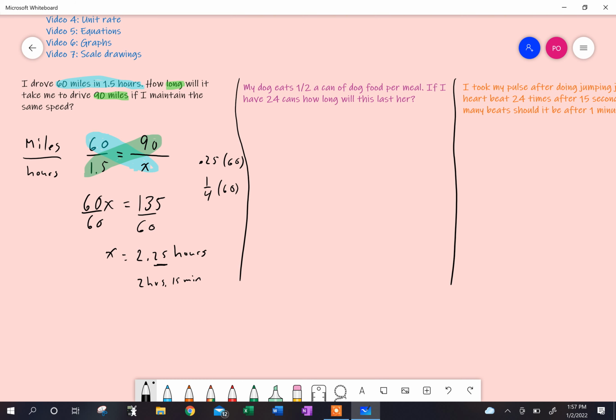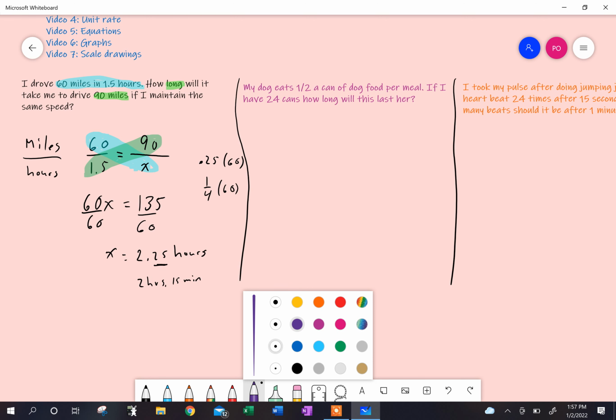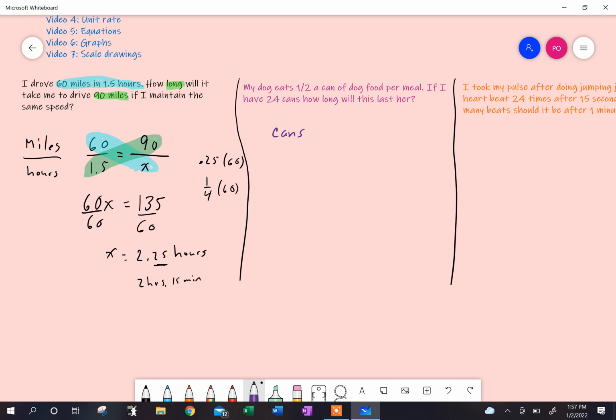My dog eats half a can of dog food per meal. If I have 24 cans, how long will this last her? All right, so I have cans and I have meals. So it's half a can of dog food per meal.